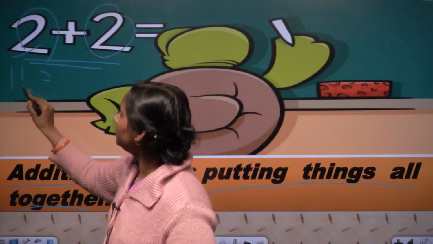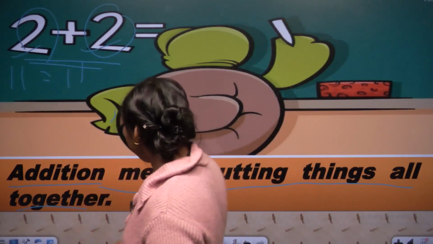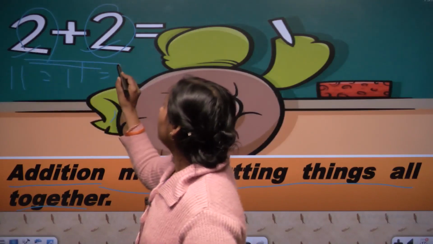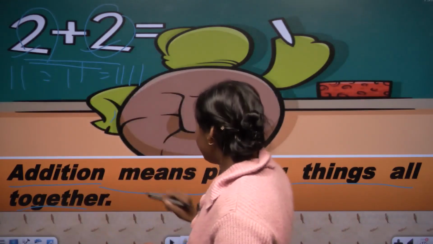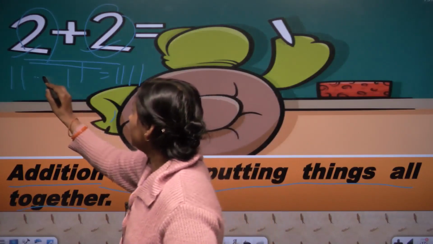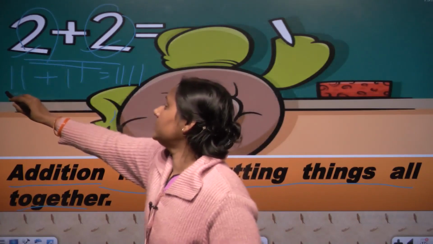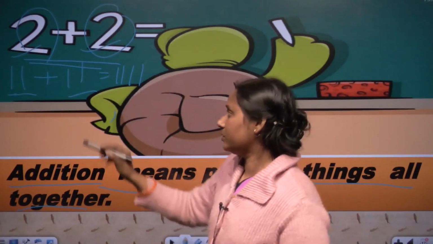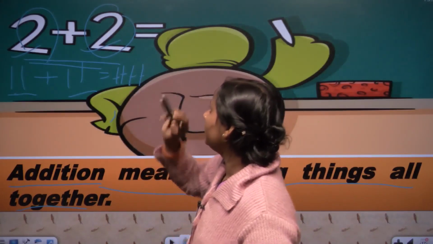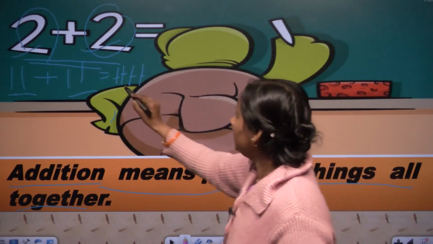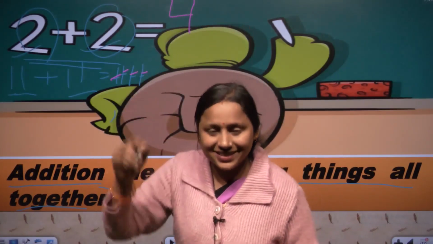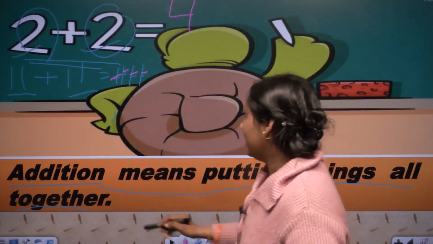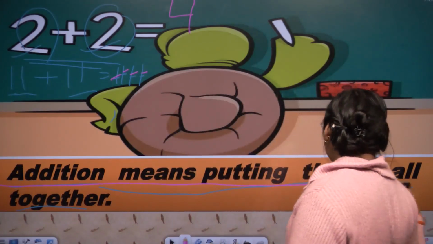Okay, here 2, 1, 2. Here also 2, 1, 2. Okay, then with the help of sticks: 2 sticks, draw here, then 2 sticks, another side draw here, okay? Then count it, 1, 2, 3, 4. 2 plus 2, what number we get? Yes, 4. What is addition? Addition means putting things all together, adding two or more numbers together.